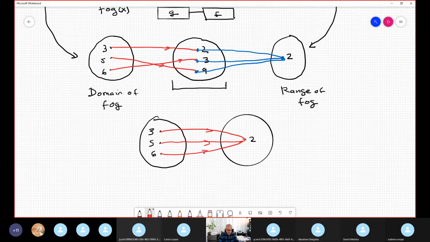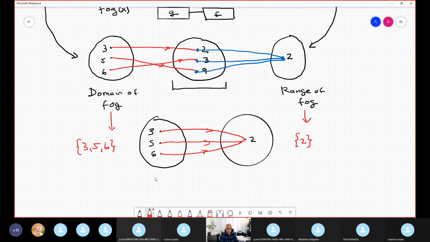So what is the super fantastic conclusion? Well, the super fantastic conclusion is the domain of the composition is the set 3, 5, 6 in the story. And the range of F composition G is just 2, only one number.